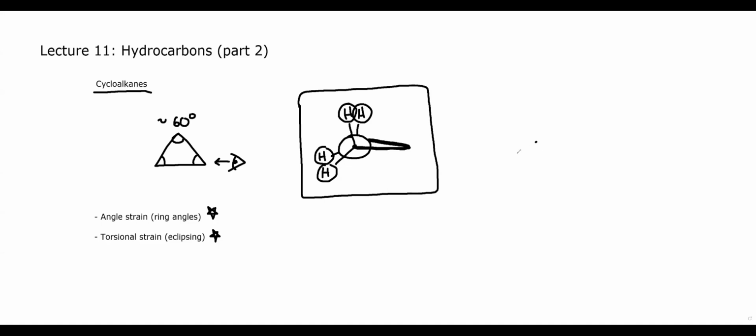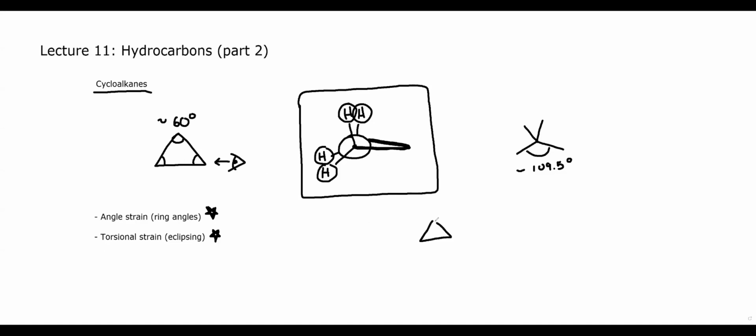But remember, in a natural tetrahedron, every angle between two groups is 109.5. Okay, about 109.5. So this angle is much tighter, and it's bringing these two groups much closer together than they want to be. So cyclopropane, the smallest possible ring that we can have, is quite unstable. Why? Because there's a lot of angle strain. The angles are very small and very tight. There's also a lot of torsional strain because we have these eclipsing groups. Okay? So this is a very unstable ring system.